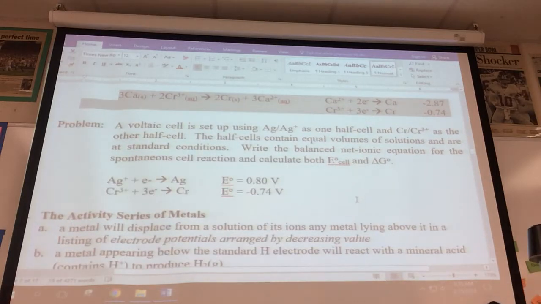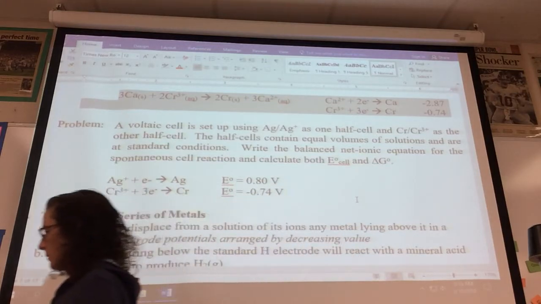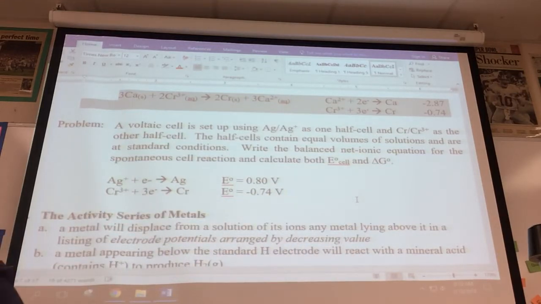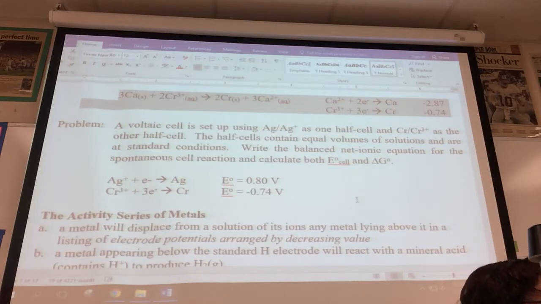So, all they're giving you are reduction reactions and reduction potentials. So you need to figure out which reaction you need to flip and why. The key phrase there is voltaic cell. If you have a voltaic cell, is E cell positive or negative?